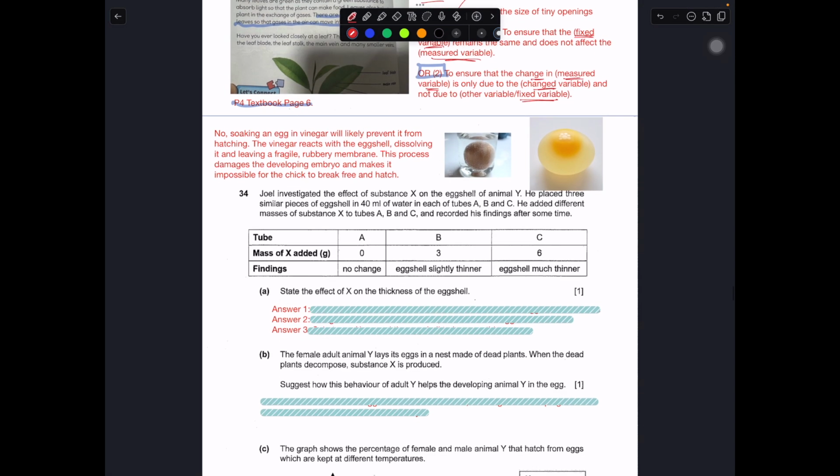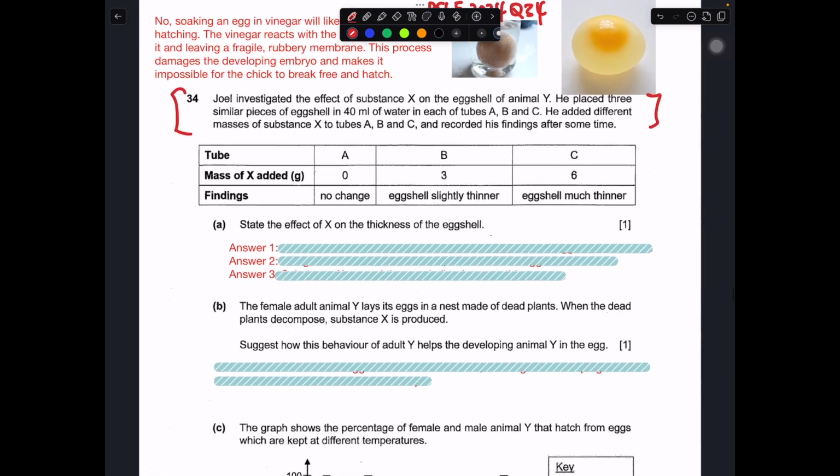So today I'll be going through PSLE 2024 question number 34. Okay, so we just start from here. Ignore the rest of the stuff above first. So let's take a look.